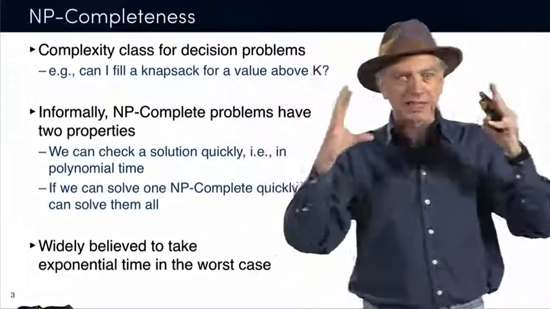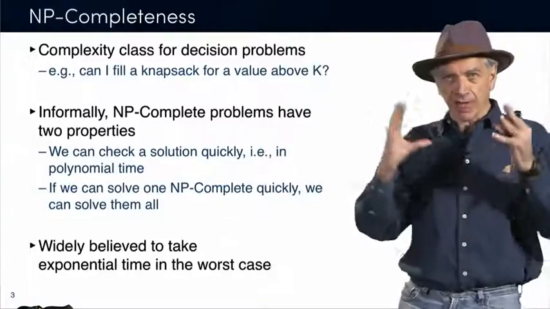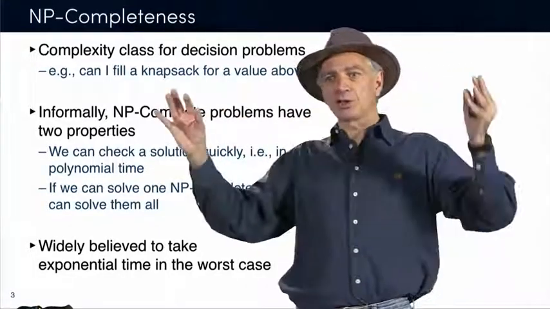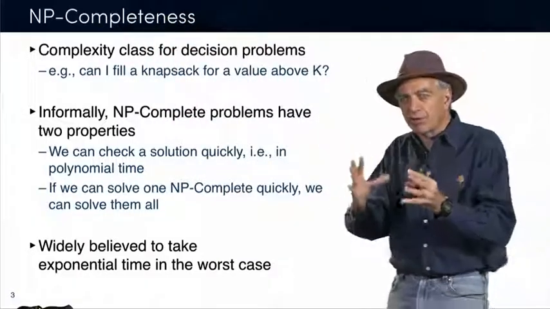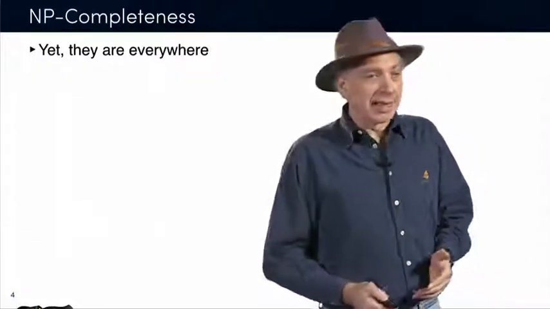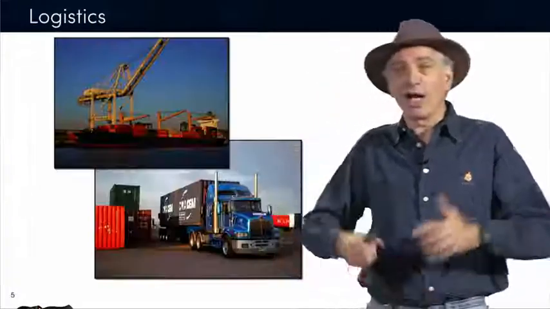An exponential case is an exponential time in the worst case. Exponential time is kind of a nightmare. It basically means that if you increase the size of the problem by 1, you double the time. And so you can only solve very, very tiny problems. So, what I told you is that they are very, very hard problems. But I also told you that they were everywhere.